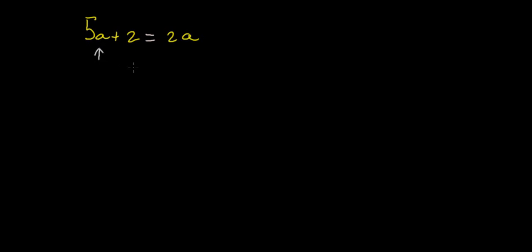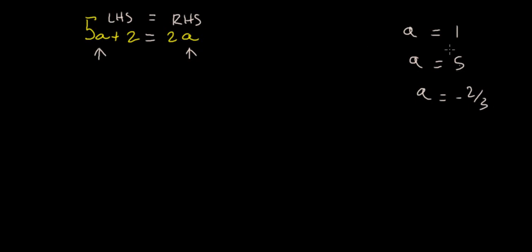Well, whatever value that we substitute in for a, it must make the left hand side of the equation equal the right hand side of the equation. And so I'm going to write a few values here of a. Say a equals 1, a equals 5 and a equals minus 2 over 3. What we're going to do is substitute these values of a into our equation and hopefully make the left hand side of the equation equal the right hand side of the equation.